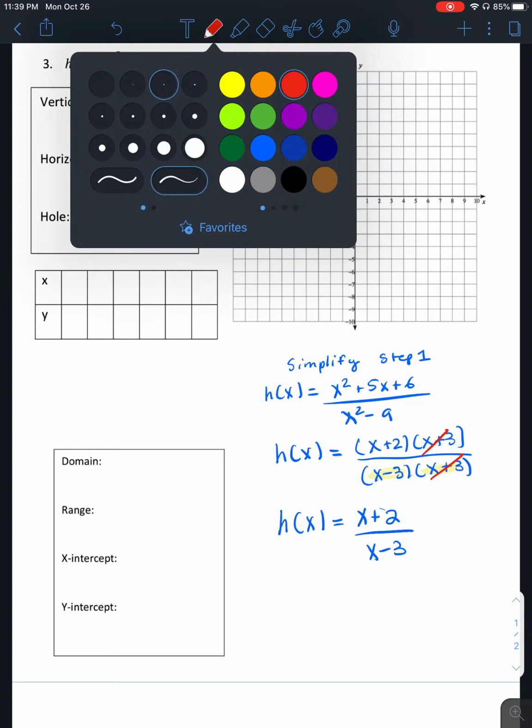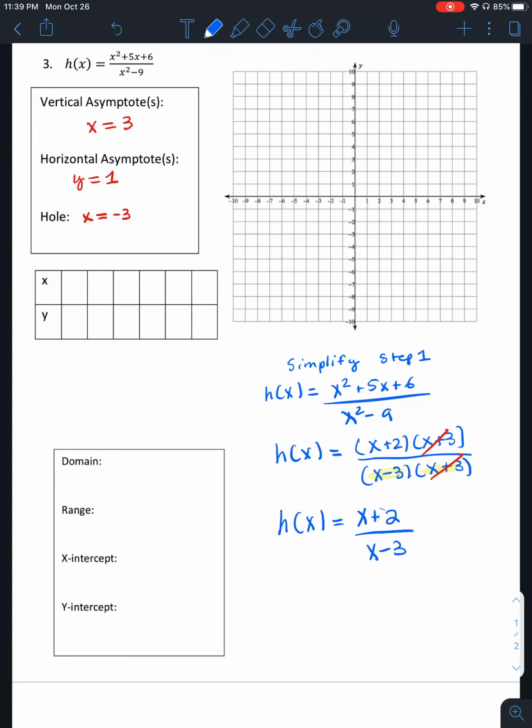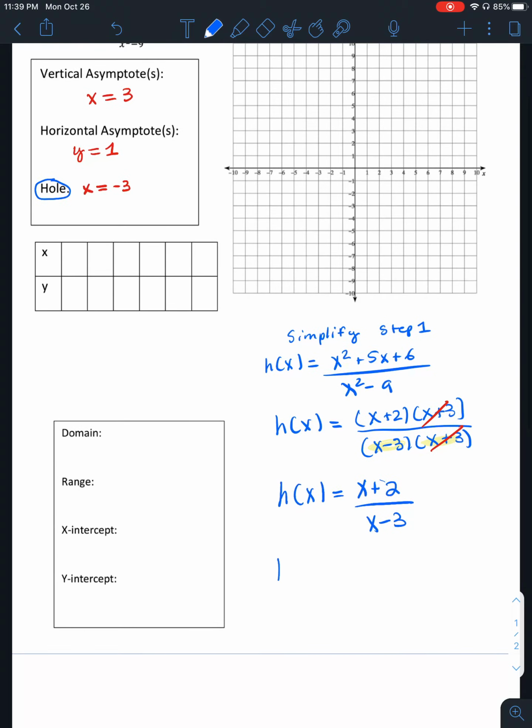And what I want to go ahead and take care of right now is, remember when I said hole, it happens at a point. So what you do is you just substitute that into our function and you are going to get the y value of our hole, which is negative 1 over 6. So we have a hole happen at negative 3, comma, negative 1/6. So this is where our hole happens.